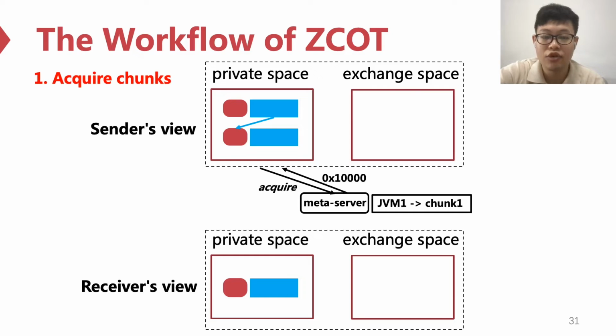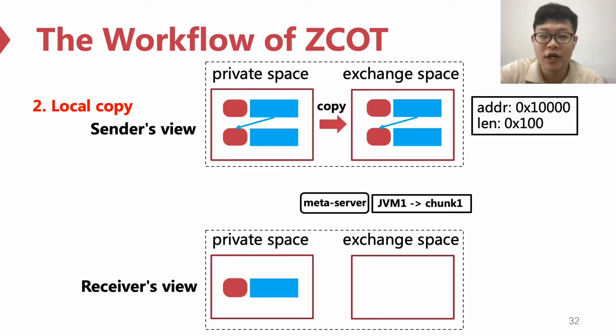Suppose the sender wants to send an object. It will first acquire chunks from the metadata server through the acquire API. When the metadata server receives the acquire API, it will first allocate a chunk. Suppose the chunk's address is 0x10,000. Afterwards, it will maintain the chunk mapping table to mark that JVM1 owns chunk 1, whose address is 0x10,000.